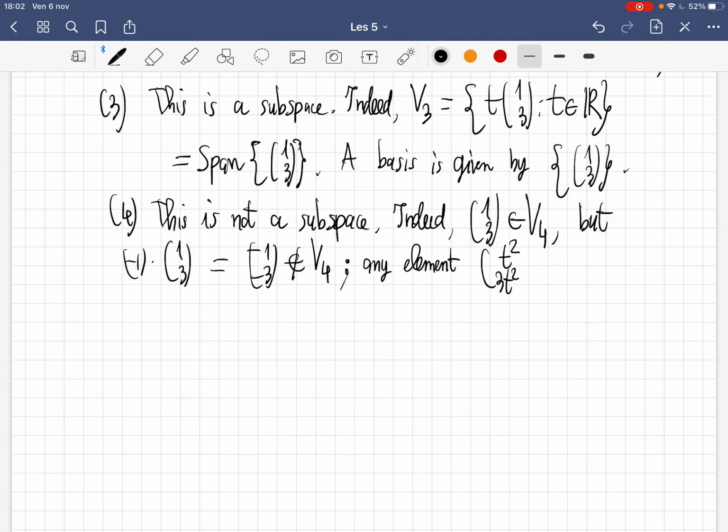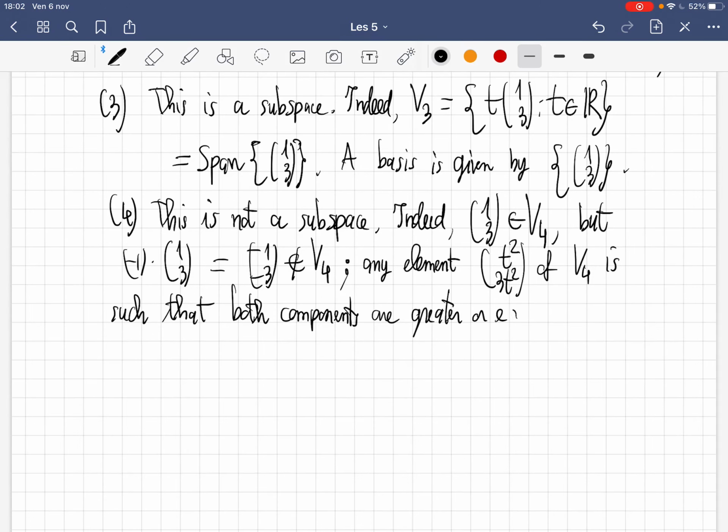What is this T? Before is such that both components are greater or equal than 0. Okay. So this is the difficult one. This is a subspace. Indeed.